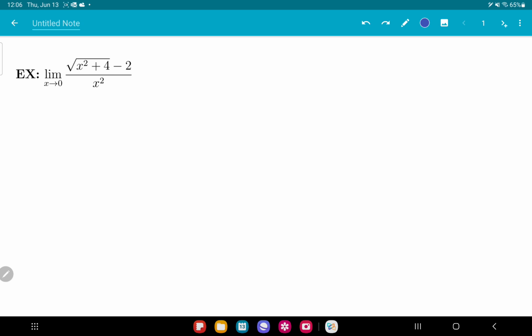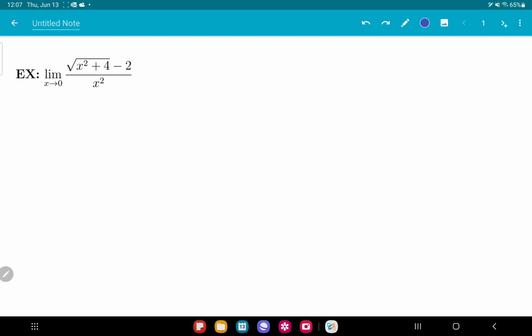let's do this limit. So we're going to introduce a very common technique right now. It's called rationalizing the numerator, or you could rationalize the denominator, but in this case, we'll be rationalizing the numerator. So why are we doing that? Because we have a problem.